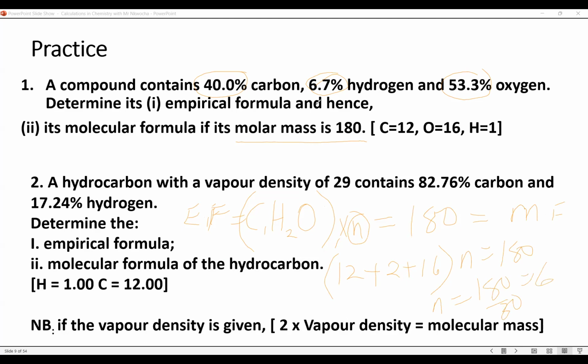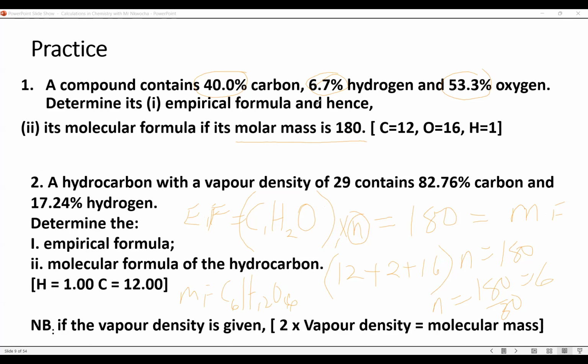So you bring it back to this, our molecular formula now becomes C6H12O6. So that is a very simple way to do it. I know you are used to this. I don't have to waste much of your time. Let's move on. If you have questions on empirical formula, you can use the other question to practice.